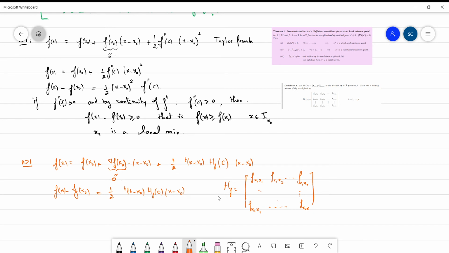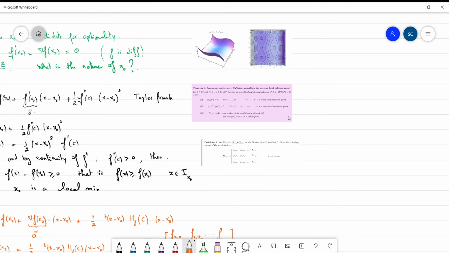Okay, so for the sign comparison, we will need theorems from algebra that ensure a constant sign of this quantity, knowing information at x0. Okay, so this is given by the following theorem.